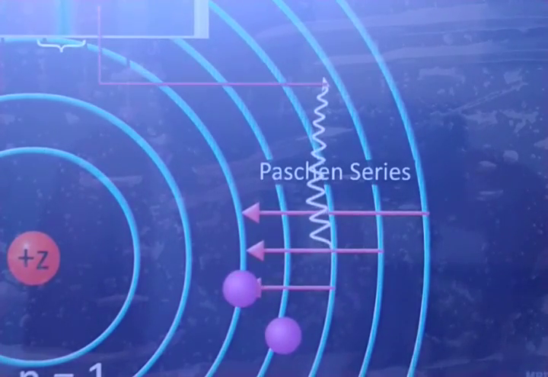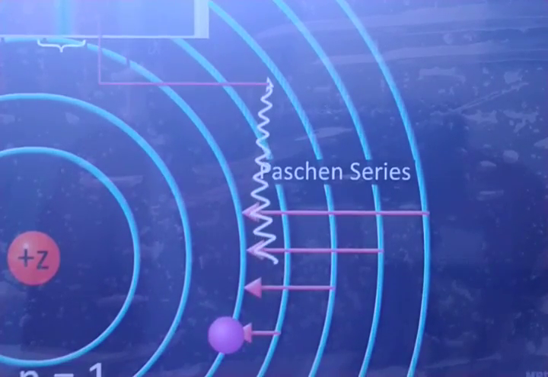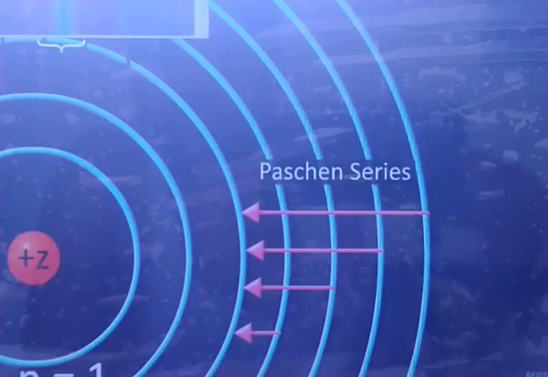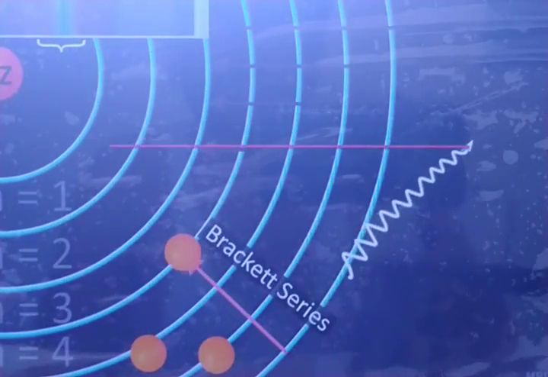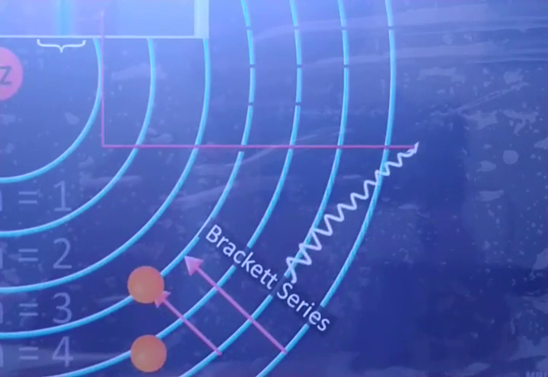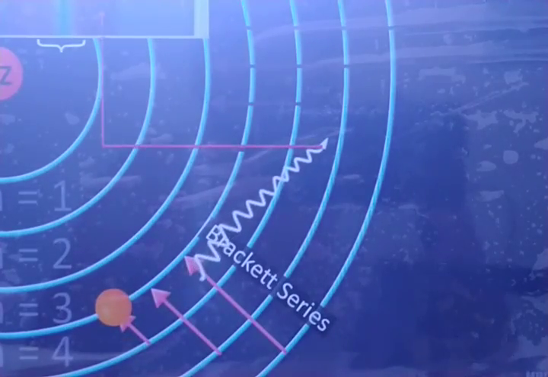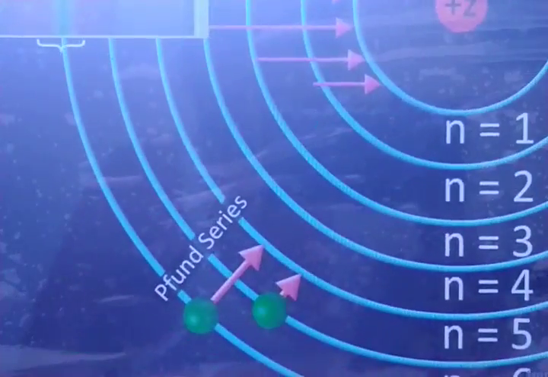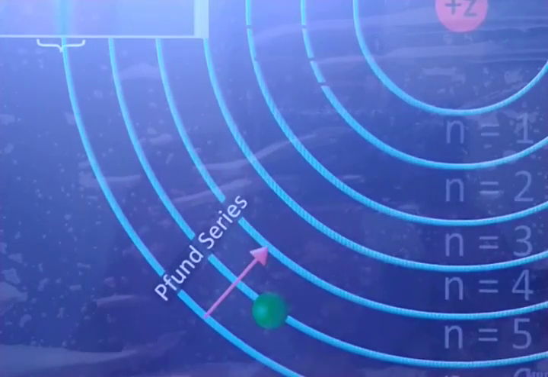And now you will see the Brackett series. It will fall into the fourth energy level. You can see they are falling into the fourth energy level, right? And now after seeing the Brackett series, you will go towards the Pfund series. You can see they are falling into the fifth energy level, right?